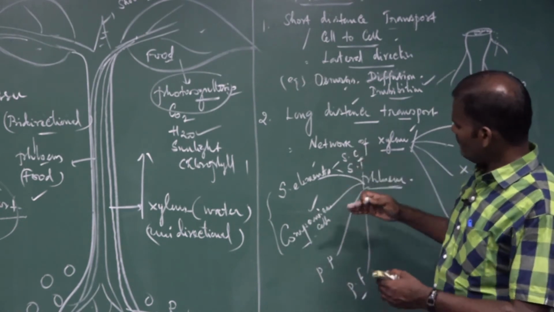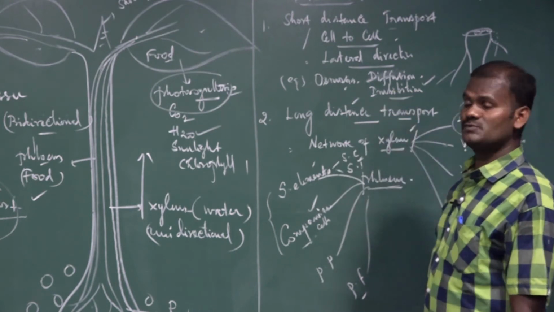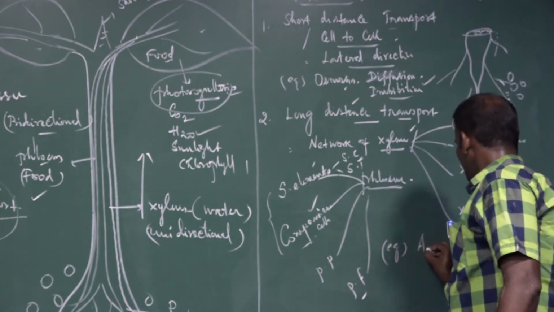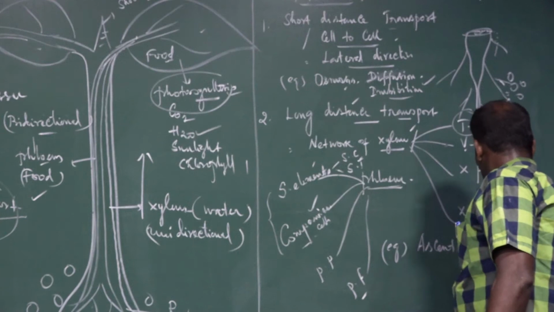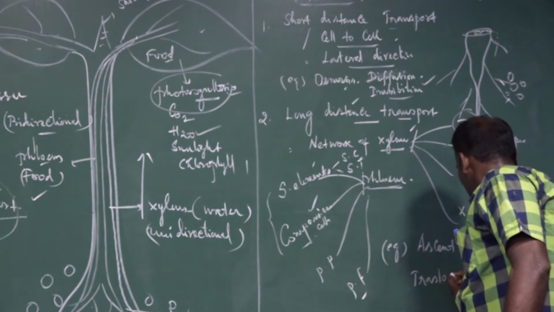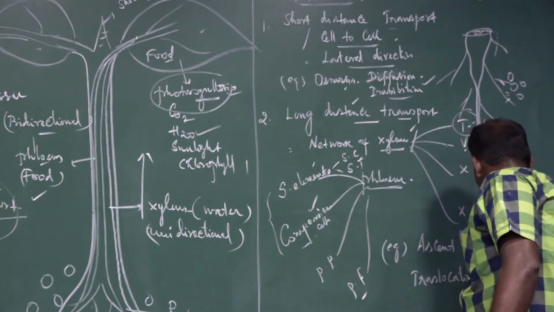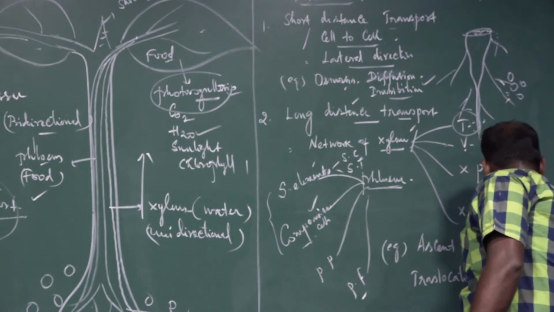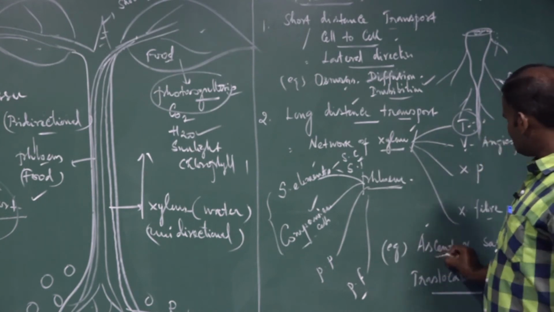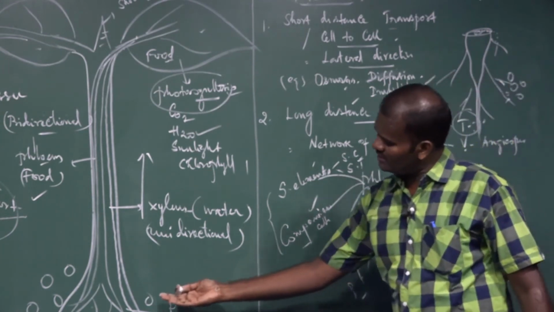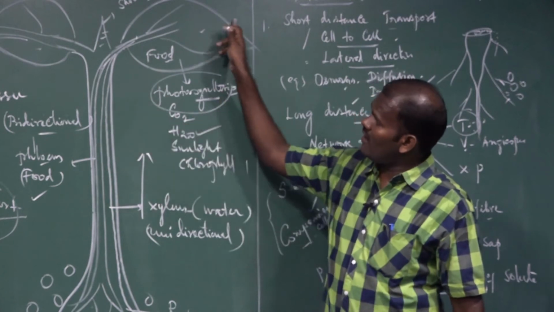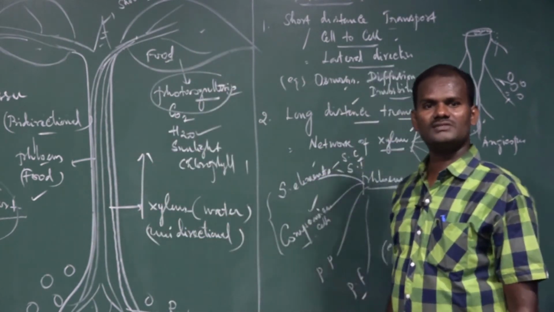Remember, this type of translocation is long distance transport. For example, ascent of sap. Then the second one is translocation of solute. These are the 2 examples of long distance transport. Ascent of sap is nothing but the upward direction of water along with the mineral salts to all parts of the plant body through xylem.